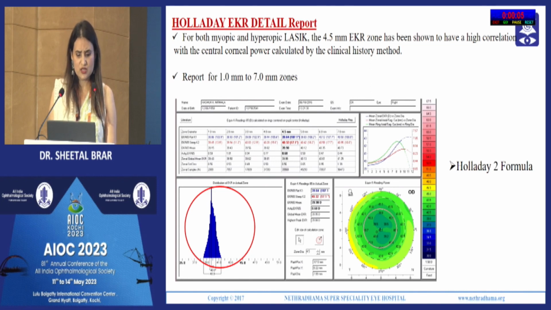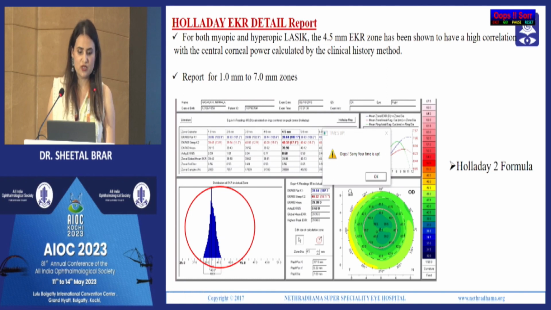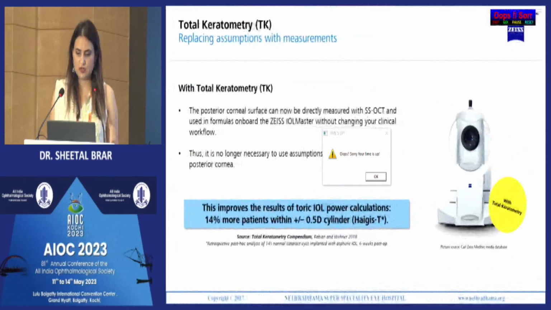You can also see that there is this graph on the left side. If you see a single peak with Gaussian distribution, then the keratometry is fairly well distributed, and you can also implant a multifocal lens in these eyes if the peak is a single peak like this. You need to use the Holladay 2 formula with this report.